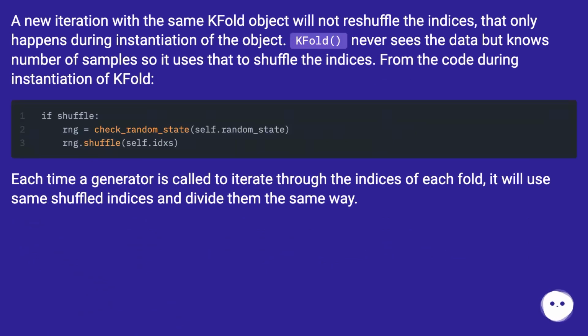A new iteration with the same KFold object will not reshuffle the indices. That only happens during instantiation of the object. KFold never sees the data but knows the number of samples, so it uses that to shuffle the indices. From the code during instantiation of KFold. Each time a generator is called to iterate through the indices of each fold, it will use the same shuffled indices and divide them the same way.